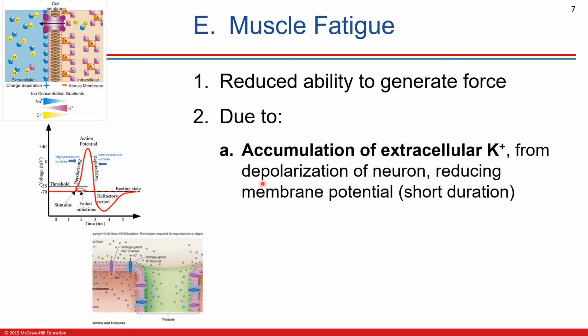And that's going to cause the cell to become more negative and make it harder to fire again and depolarize. So that's one reason that the potassium is going to interfere if we have too much potassium outside compared to inside. And we get it outside because we're doing all this depolarization.